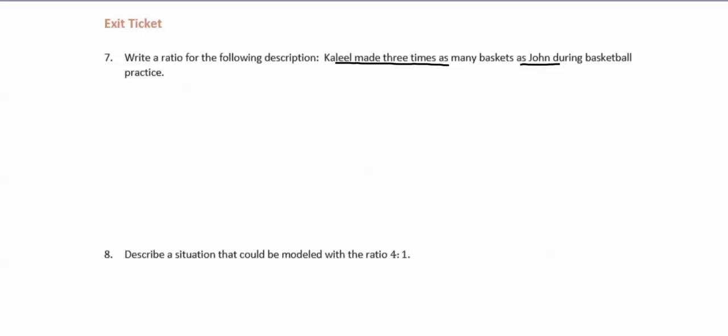What do you think, Cruz? 3. Very good. So Khalil's making 3 every time John makes 1, right? So how would we write that as a ratio? Khalil to John. 3 to 1. Very good. Perfect. 3 to 1. So let's write it in the 3 forms. 3 to 1, ratio form with a colon. 3 to 1 as a fraction. And then the word to: 3 to 1.